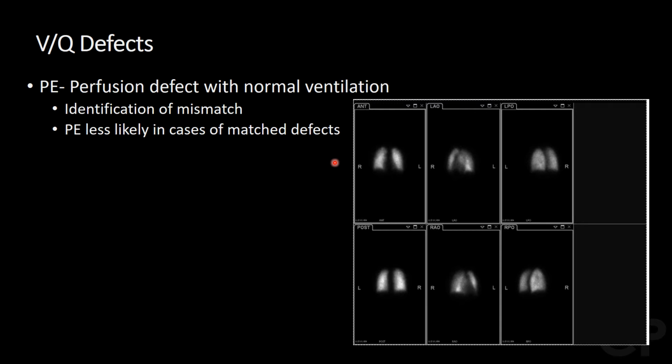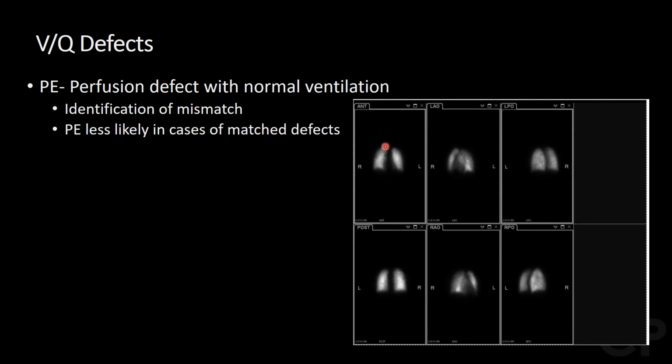What we're looking for on a VQ scan is to identify areas where there's a perfusion defect, although the ventilation might be normal, and this is considered a mismatch. PE tends to be generally less likely in cases of a match defect, and as we saw in the last slide, there's various criteria which you can use to help classify a PE or not based on the segments of mismatch or perfusion ventilation defects.